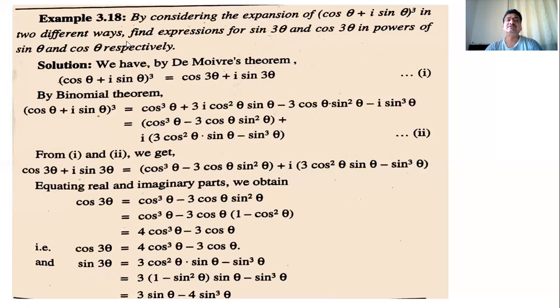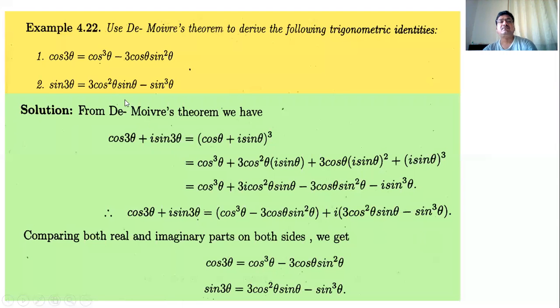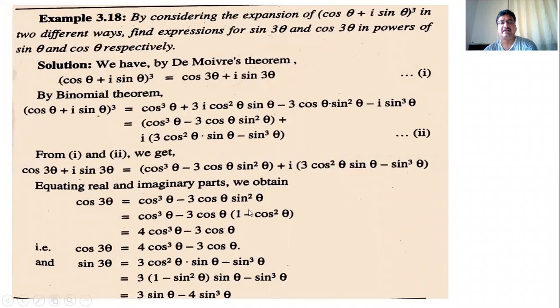Okay, so in this example, by considering the expansion of cos theta plus i sin theta raised to 3 in 2 different ways, we have to find the expressions for sine 3 theta and cos 3 theta. The next problem is of the same type. Here we have to prove cos 3 theta is cos cube theta minus... So this is the final answer. Up to this, solve this.